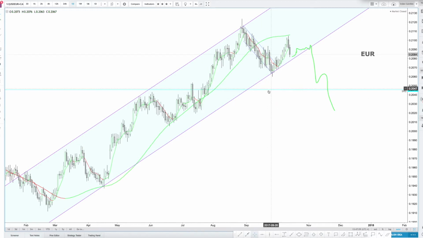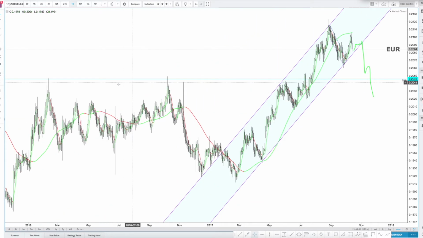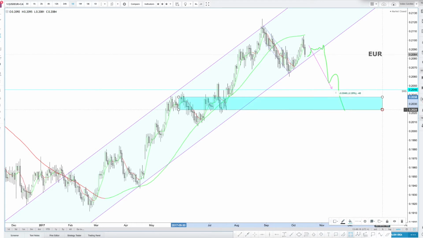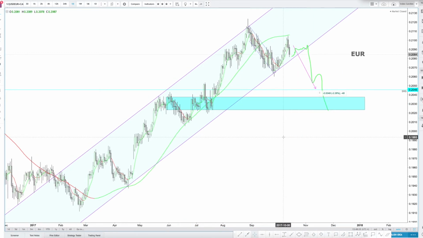So we have this SRS here. So I'm kind of looking for a little pullback here, a little hesitation, and then probably into here, and then we have all this activity right here. So that's probably an interesting zone here.